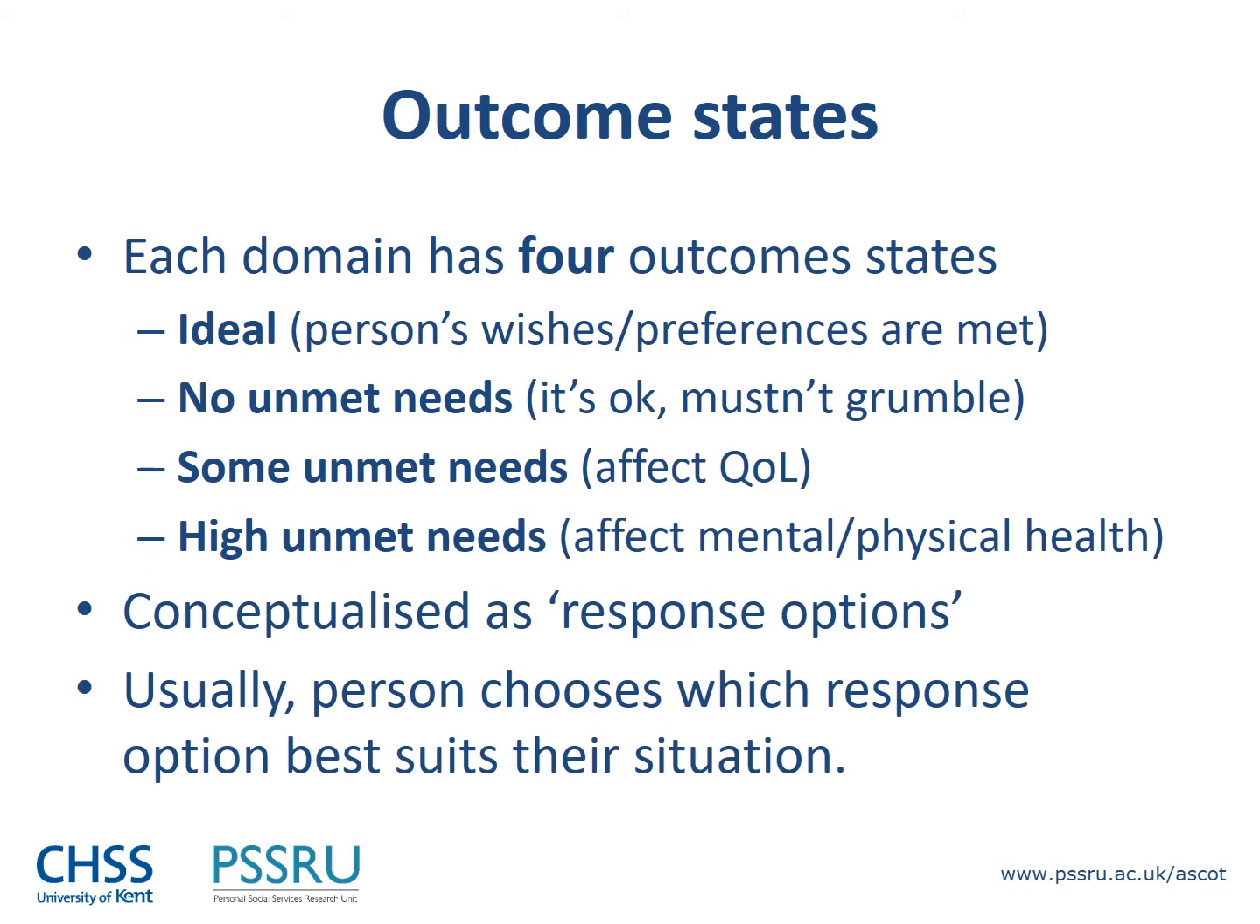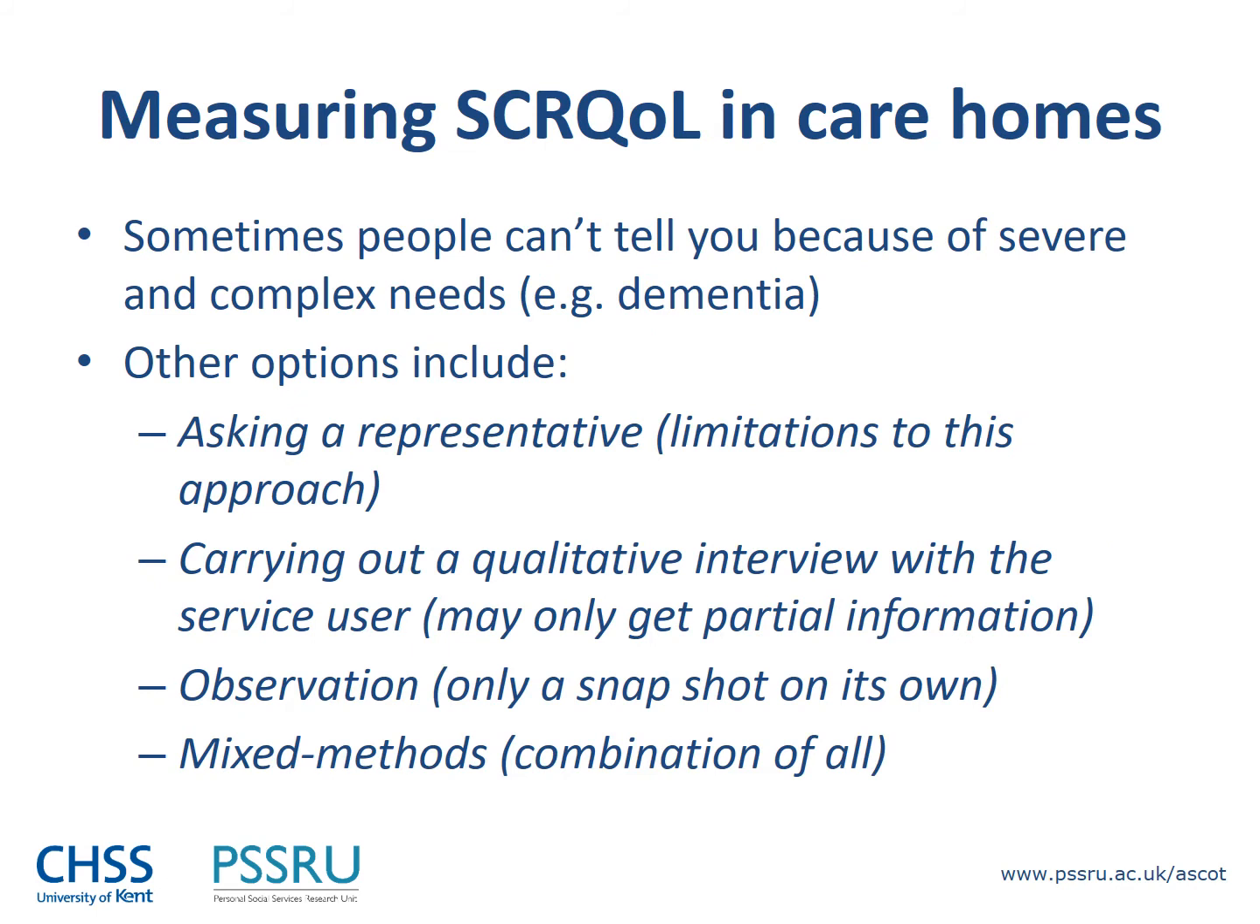Now usually those of you who've used the other ASCOT measures will know that these outcome states are conceptualised as response options in an interview or questionnaire format, and the person would normally be self-responding and would tick whichever response option best corresponds to how they feel. However, in care homes it's quite different. Sometimes people can't tell you about their own quality of life because of severe and complex needs such as dementia. And in those cases we have to think a little bit outside the box.